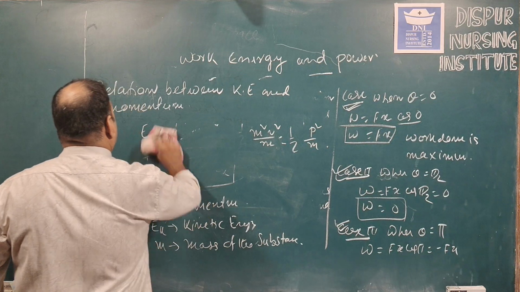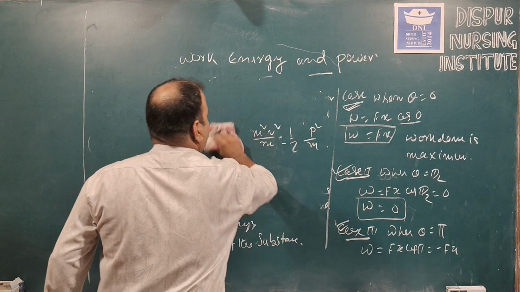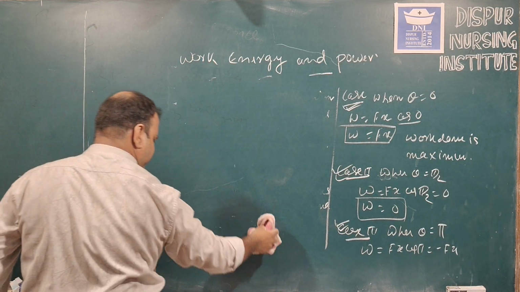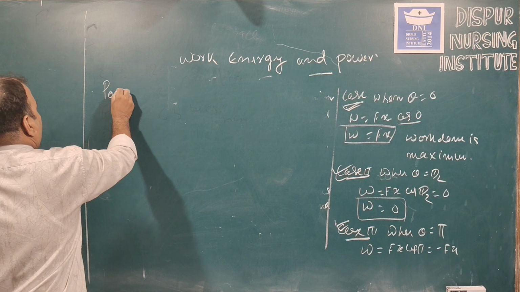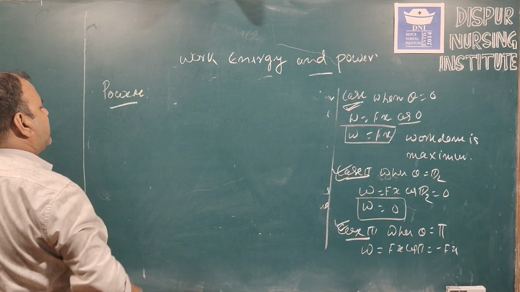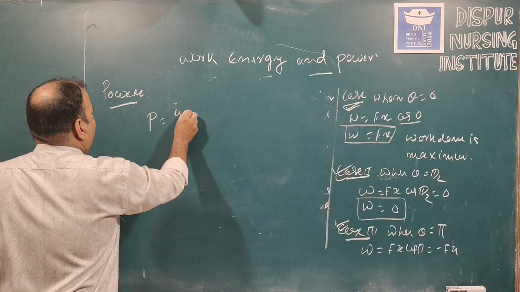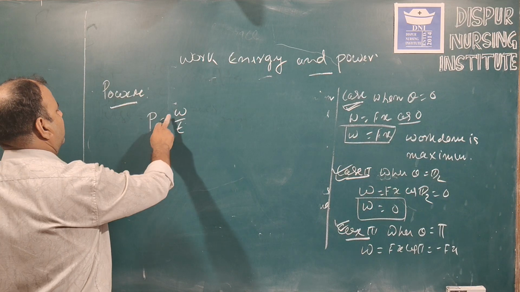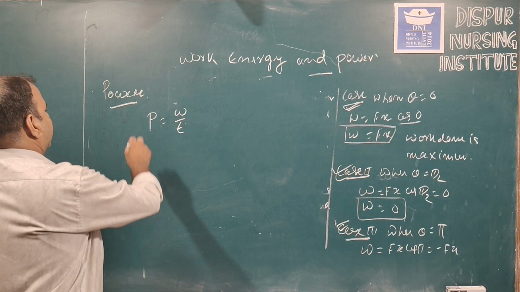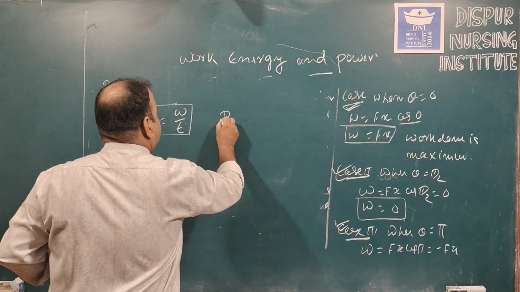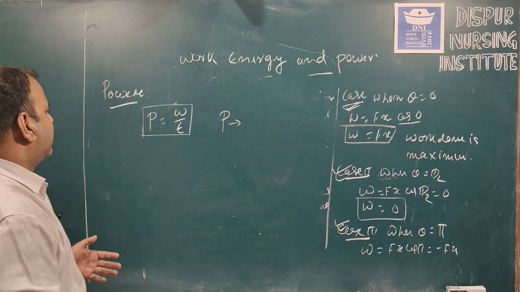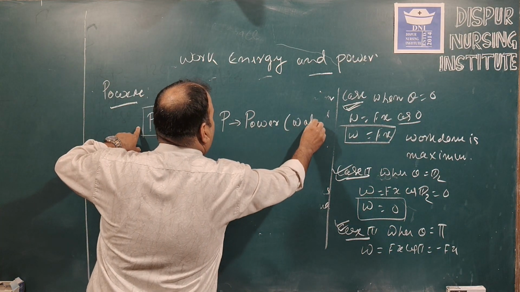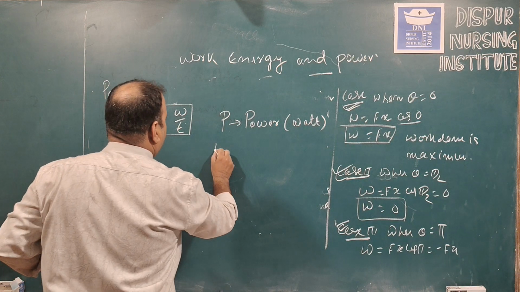Next, you see power. Power means rate of change of work done. So P is equal to W by T. Here P means power, equal to rate of change of work done. You remember, students, the physical significance of all the terms is very important. P means power, and W means work done.